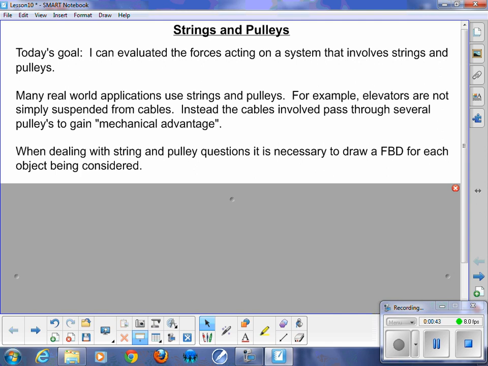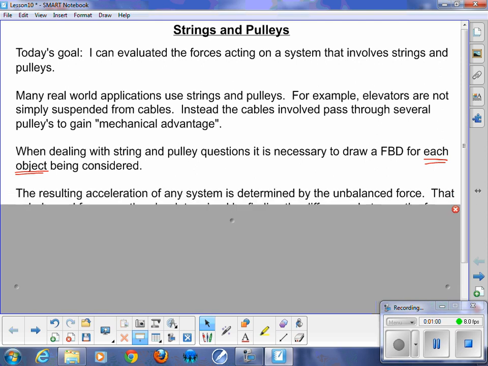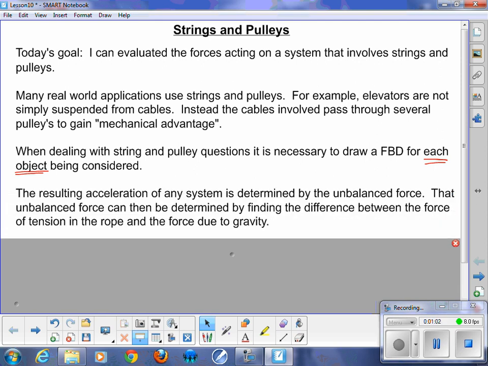So when dealing with string and pulley questions, it's necessary to draw the free body diagram for each object being considered. So now we need to investigate the multiple objects that are in the system. So we're going to have multiple free body diagrams. The resulting acceleration of any system is determined by the unbalanced force. So that's just Newton's second law, so nothing new there.